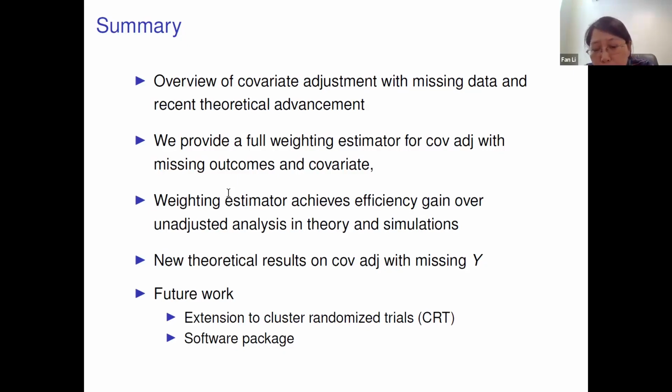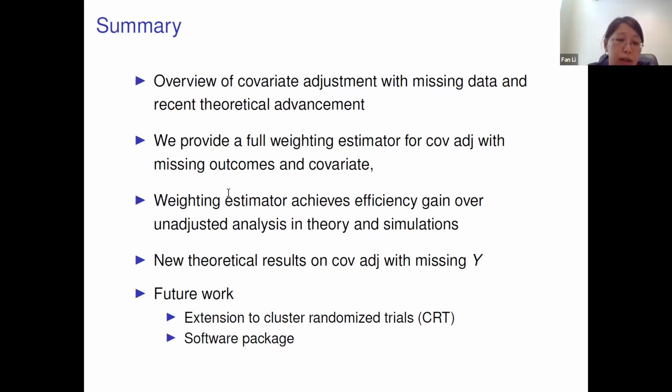One future work is, sometimes we do cluster randomized trials, and there usually the sample size is much smaller. Then how do you do covariate adjustment with missing data there? That becomes an even more interesting question.